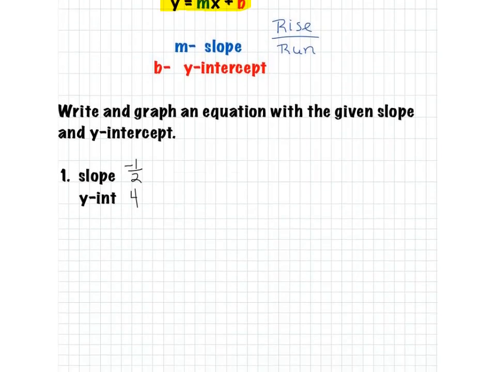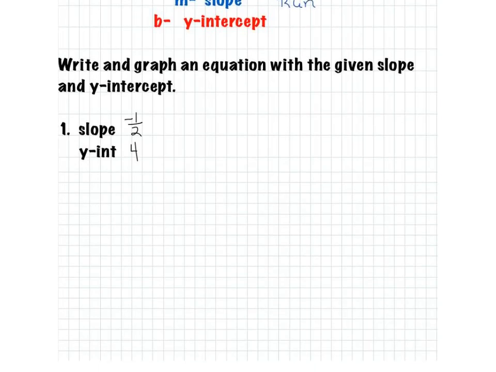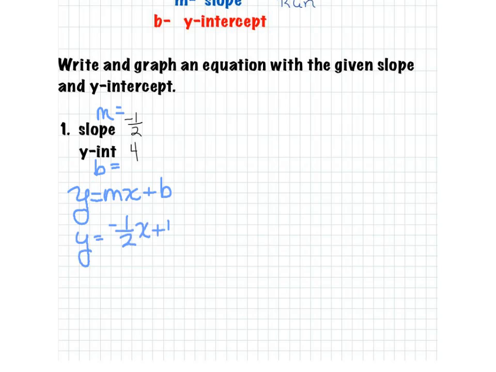So let's look at number 1. Write and graph an equation with the given slope and y-intercept. So the slope of this equation is -1/2 and the y-intercept is +4. So I can say m equals -1/2 and b equals 4. So here's your equation. Y equals mx plus b. Simply substitute m and b. Y equals -1/2 x plus 4.